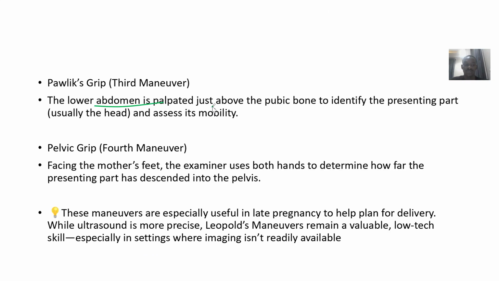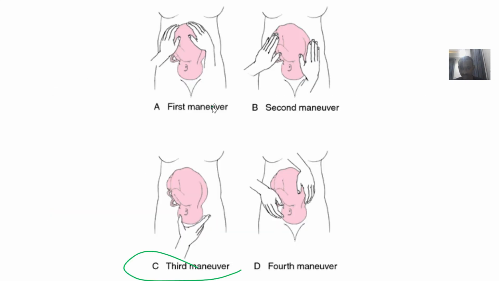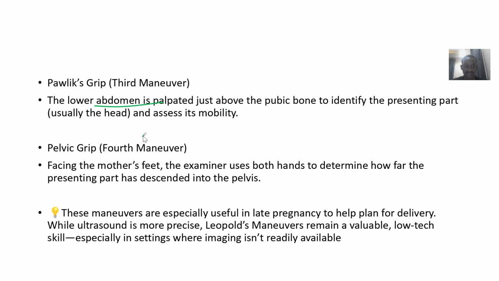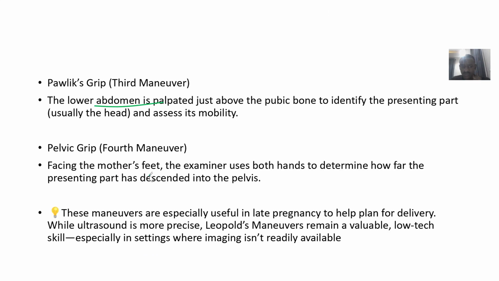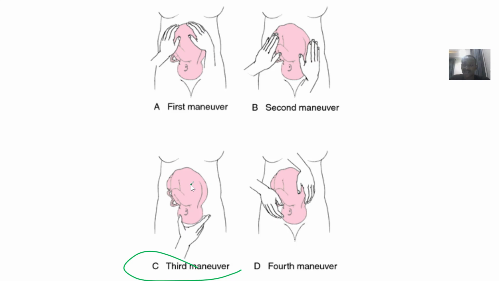The fourth one now is the pelvic grip. Can you see that the examiner is going towards the back to face the mother's feet? In all the previous ones, the examiner was standing facing the head. If you notice, the hands are now going from the front to the back. Facing the mother's feet, the examiner uses both hands to determine how far the presenting part has descended into the pelvis. Like how far is the baby going down? This can help you know when the mother will possibly give birth.